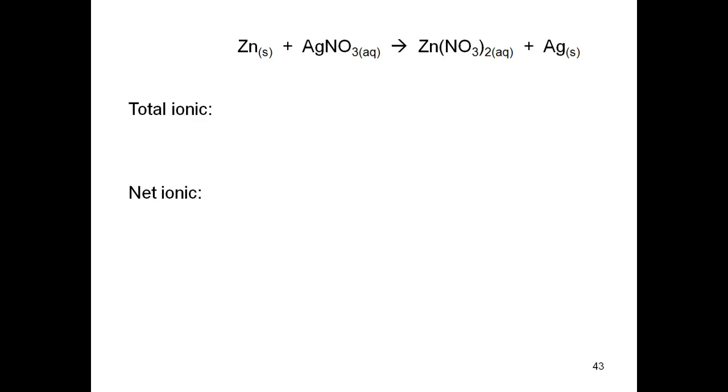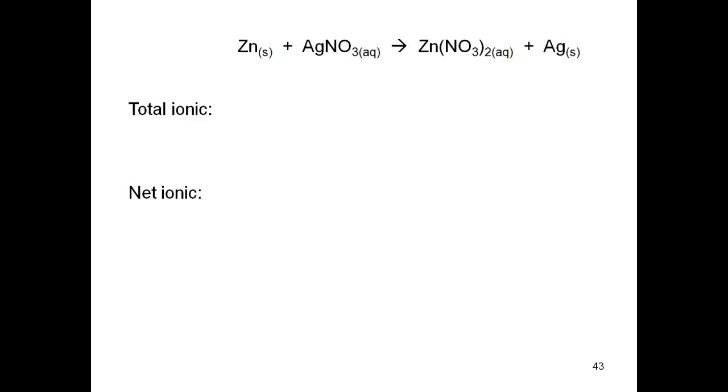So you have zinc solid first. Since it's not one of those, it will come down as is in the total ionic equation as zinc solid. Next you have silver nitrate. What is that? That is a soluble salt. A soluble salt breaks up 100% into ions, which means silver ions and nitrate ions. So I would break that up in my total ionic equation.